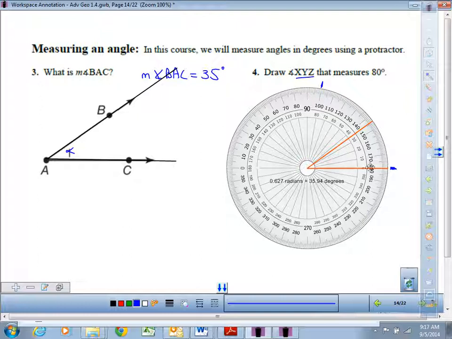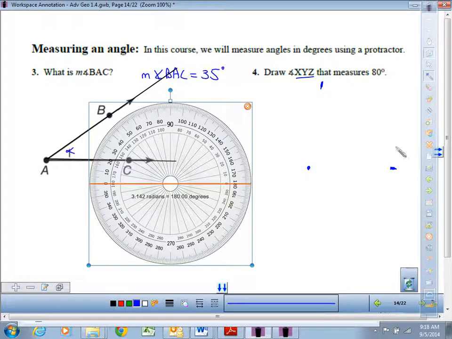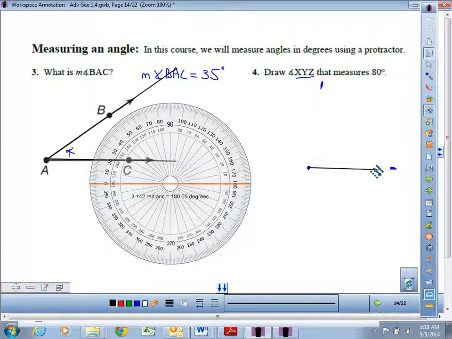Mine counts up and counts down. Well, notice what's 180? 100 plus 80 is 180. 110 plus 70, 180. 120 plus 60. So you're kind of going the other way. So there we go. And then you can remove your protractor, and you have those 3 points, and you can go ahead and connect them.